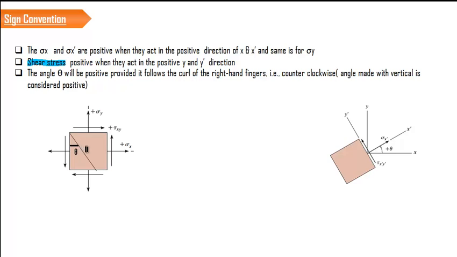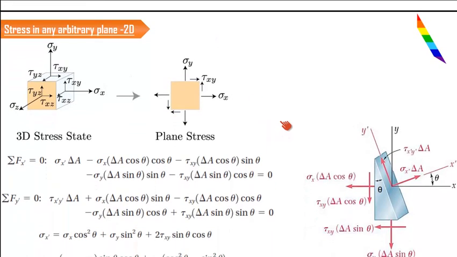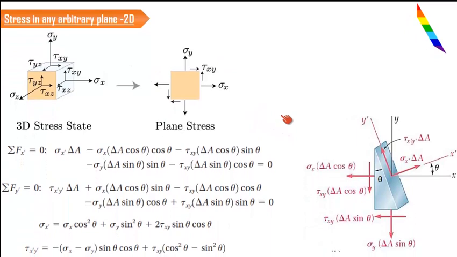So before moving into the three-dimensional, this kind of study will help you to understand how the stress is being transformed into a particular plane. Now let us discuss the stress in an arbitrary plane 2D. This is the most important point in this discussion. So stress in an arbitrary plane 2D. This is a general state of stress and this is a two-dimensional state of stress.